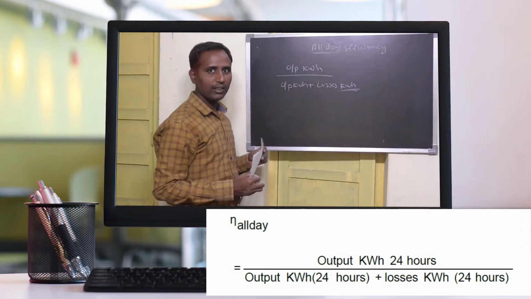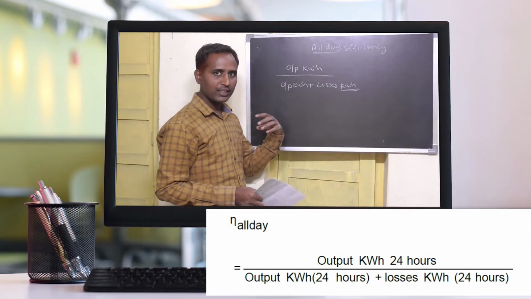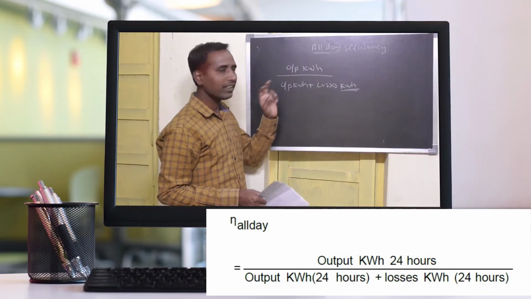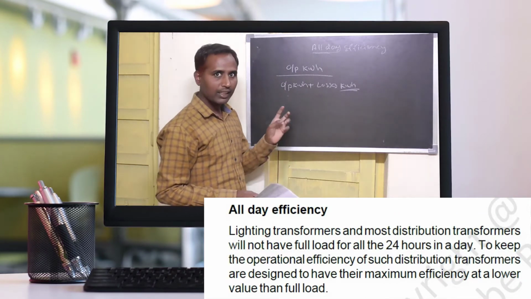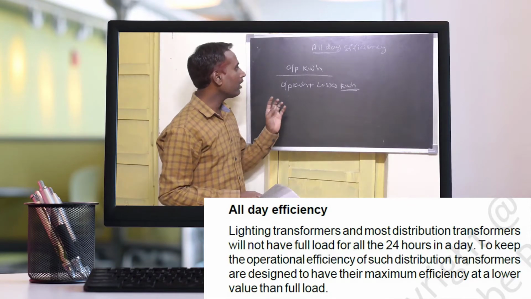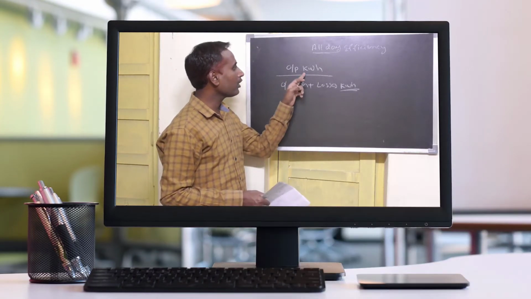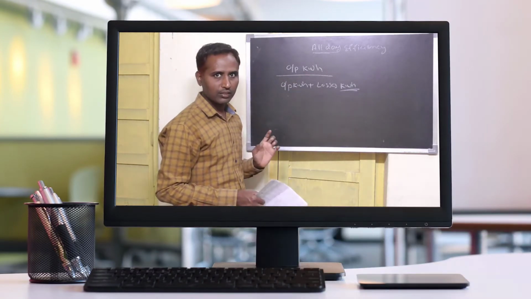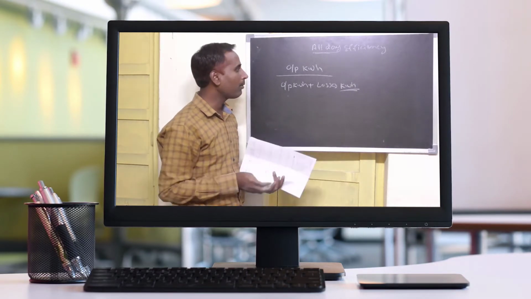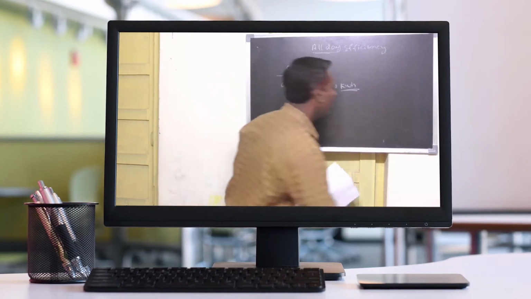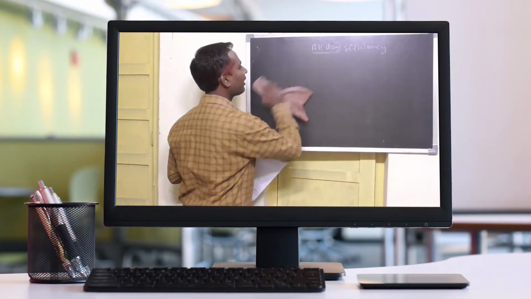This is very important. In the transformer efficiency, we calculate the output in kVA, and losses also in kVA. But for all day efficiency, we use kilowatt hour as the unit, because we are calculating the energy. Okay, let us solve one problem so we will understand all day efficiency better.